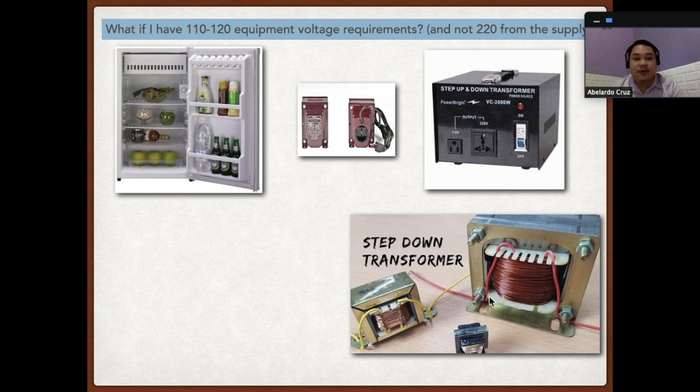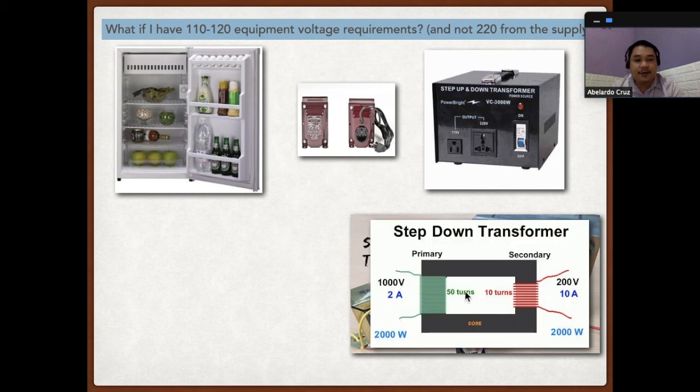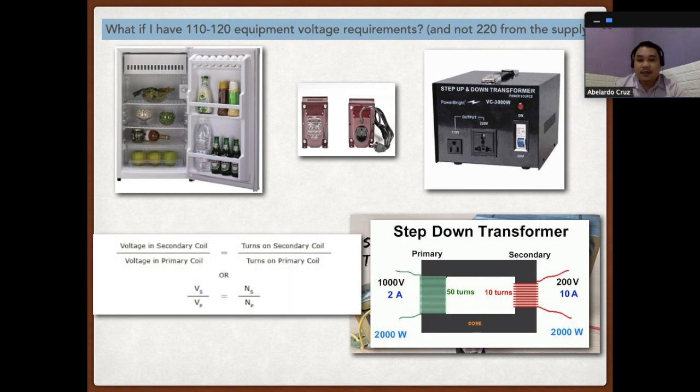It's just like a coil of wire surrounded by magnet, and then a step-down transformer. The diagram is like this. There's a core, and then the wire in the primary has more turns than the secondary coil. So the primary has more coil than the secondary. Again, we have this general formula, which is voltage in the secondary coil divided by voltage in the primary coil equals turns on secondary coil over turns on the primary coil.